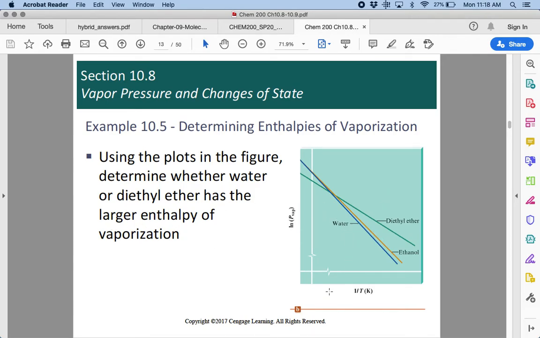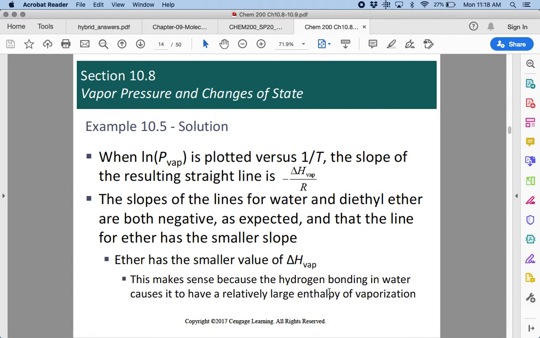So now we have to relate that equation to these slopes. To do this, we have to look at the natural log of the pressure of vaporization, right? So that's our vapor pressure, plotted against 1 over the temperature, and the slope would be that enthalpy of vaporization. That's what we're trying to figure out, which is going to be bigger. So we have to look at the slopes of these lines.